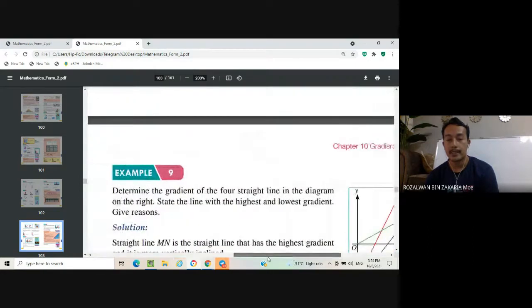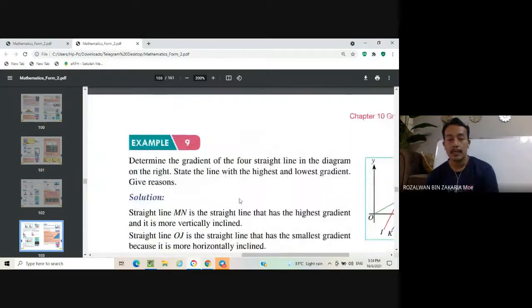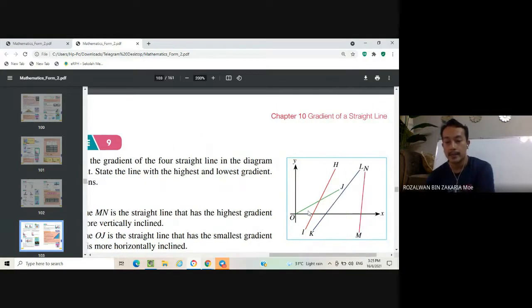One more thing, now look at example 9 here. Determine the gradient of the 4 straight lines in the diagram on the right. State the line with the highest and lowest gradient. Give the reason. So you have to look at the straight lines with different colors here. Which one has the highest gradient? As you can see here, it is the line MN.